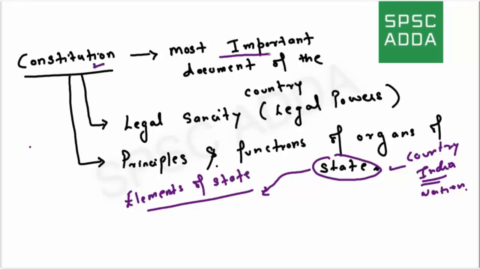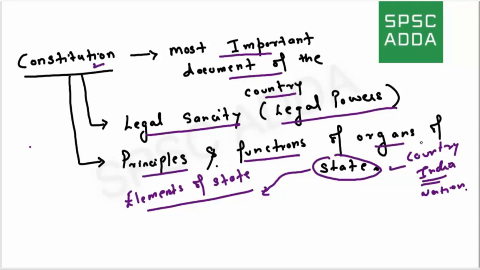The constitution is the most important document of the country. It has certain legal sanctity, that means legal powers. And it defines the principles and functions of organs of state. Now we are going to pick this word state. This state has four elements. Now I'm going to switch the slide.